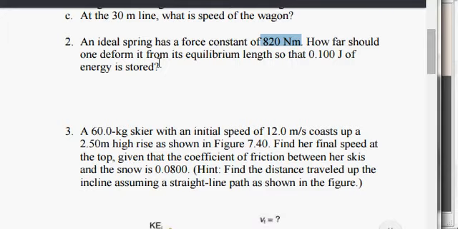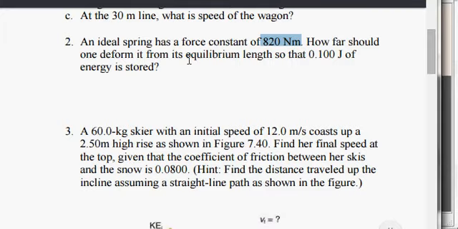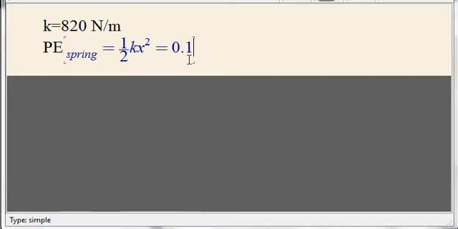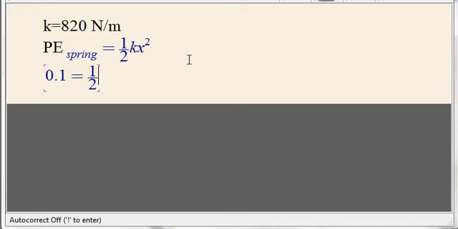So you have 0.1 equals 1/2 times the given K, 820 newtons per meter, times x squared, solve for x.